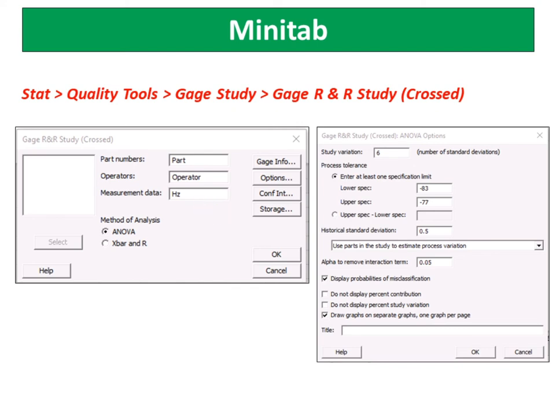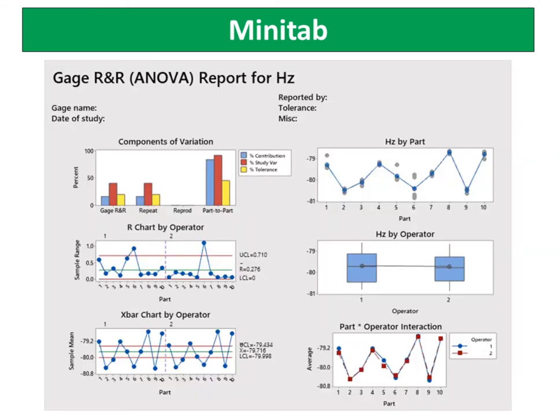Click Options. In lower spec, enter -83. In upper spec, enter -77. In historical standard deviation, enter 0.5. This page shows the Gage R&R report for HZ.